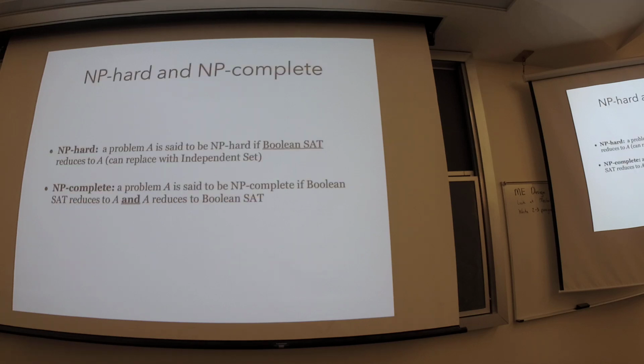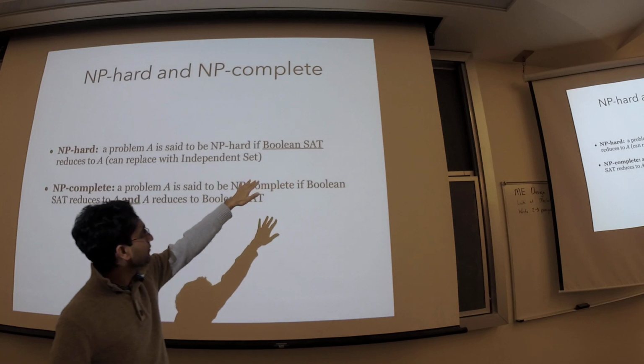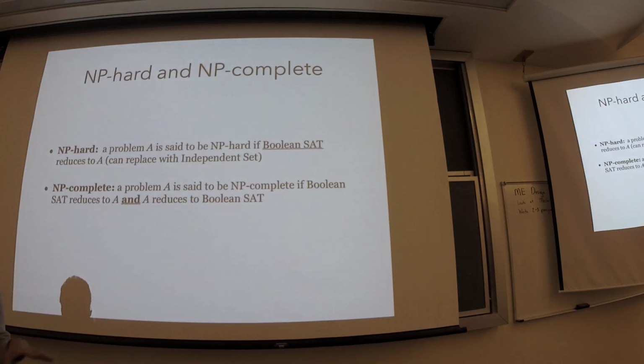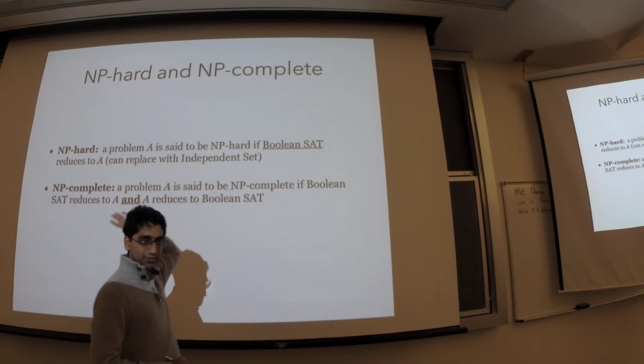Okay. So once you have the notion of reduction, now you can define what NP-hard and NP-complete are. So if you have a problem A, you call the problem NP-hard if a specific problem, which I haven't defined so far, called Boolean satisfiability, reduces to A. And for now you can also think of it as independent set reduces to A.